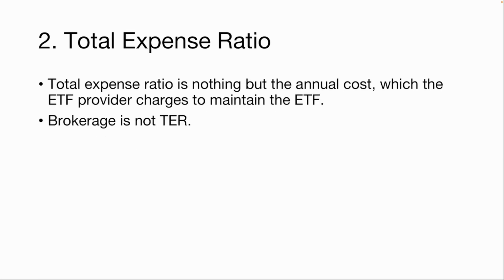The second is the total expense ratio, or the TER. This is nothing but the annual cost which the ETF provider charges you. You don't have to pay this extra. This cost is deducted directly from the fund automatically and the investor will never recognize it at all. I would say this is something like an invisible cost which goes off without us knowing.